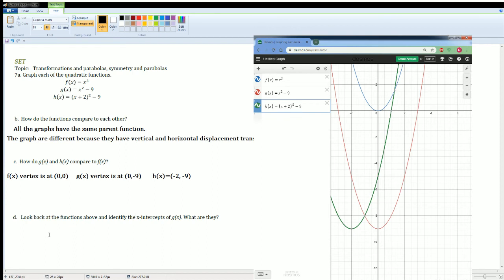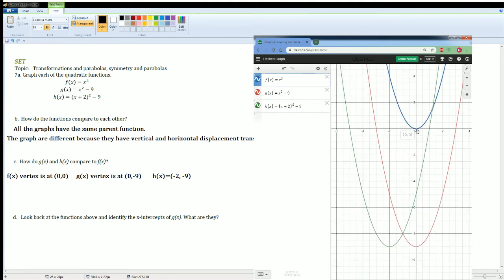Last one, look back at the function and identify the x-intercepts. What are they? So the f of x, the x-intercepts, there's actually 2. They're double roots, okay, but one unique root. It's at 0, 0. That is f of x. The g of x, which is red, the vertex for that one is 3 and negative 3. Then the next one, for h of x, it is 1 and negative 5.